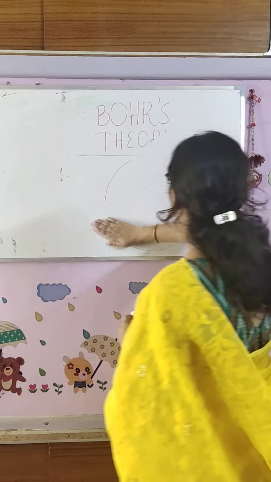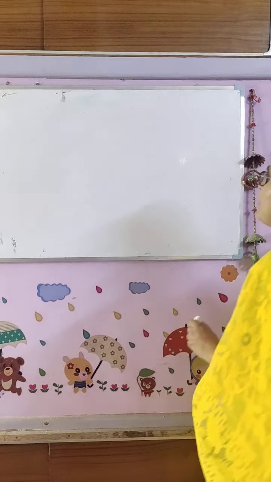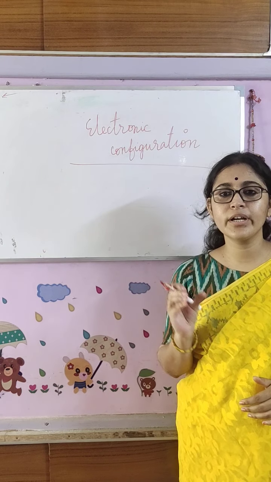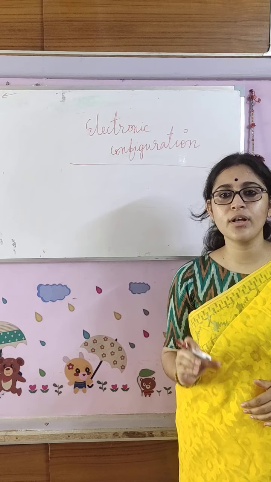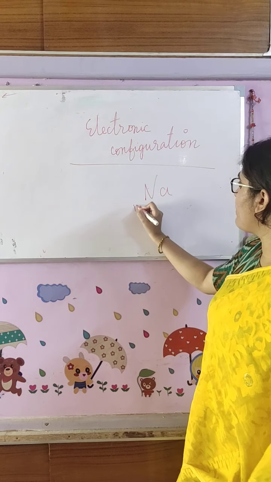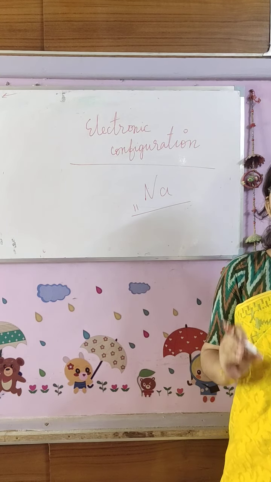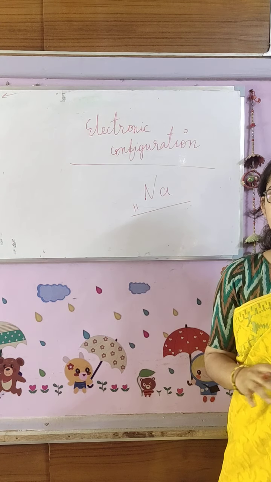So now we have a clear picture of the atom. Next I will tell about the electronic configuration of the atom. What is the electronic configuration of an atom? Electronic configuration means the arrangement of the electrons in different shells of the atom. Suppose sodium. Sodium's atomic number is 11. So how many electrons are there? 11 electrons are there. Now, how will I distribute these 11 electrons in the different shells?